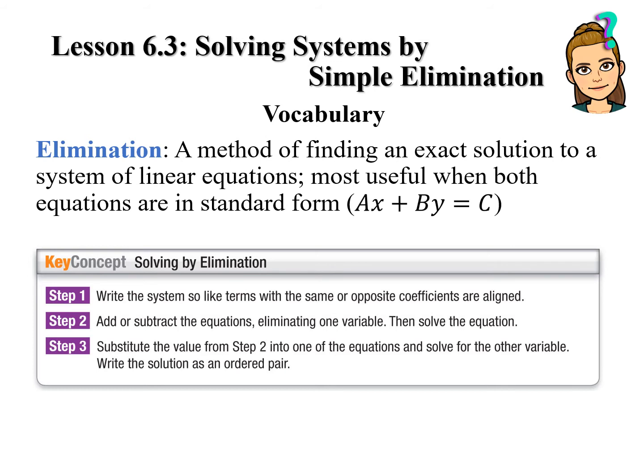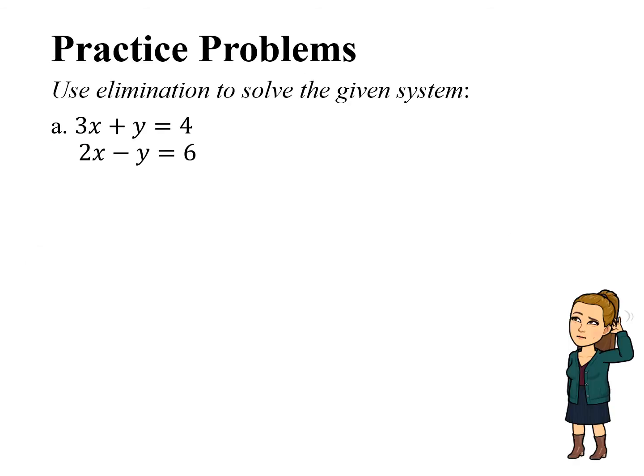The next step, we're going to add or subtract, if you didn't have opposite coefficients, to eliminate one variable and solve for the other one. Then in step 3, you'll take your solution from step 2 and plug it back into one of the original equations to solve for the other variable, and you'll write your solution as an ordered pair. So let's practice with this.